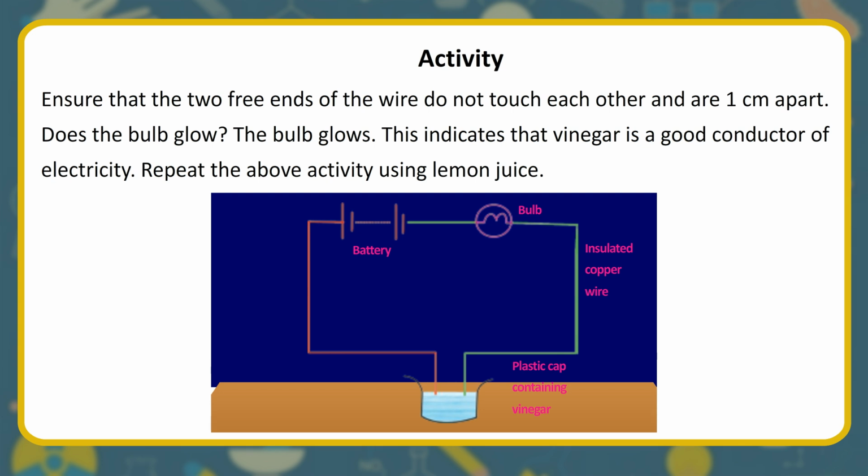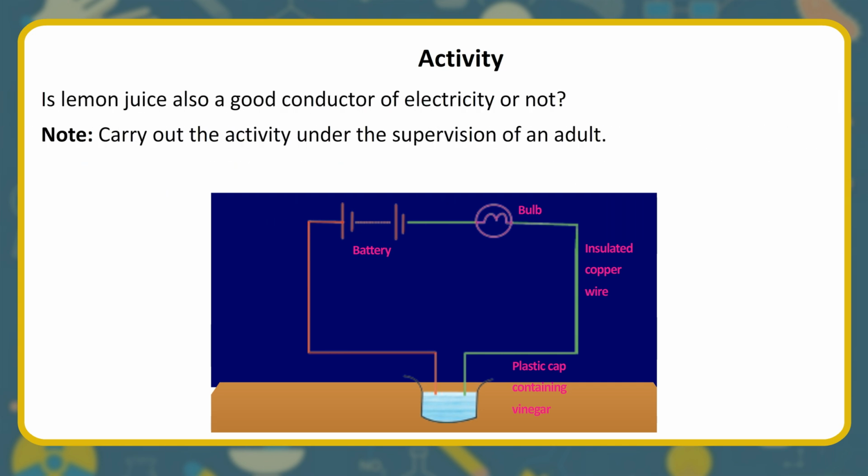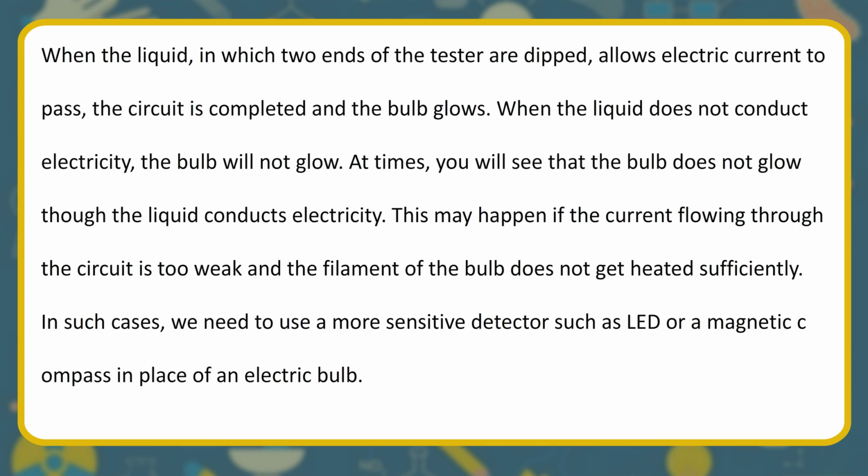Repeat the above activity using lemon juice. Is lemon juice also a good conductor of electricity or not? Note: carry out the activity under the supervision of an adult. Battery, bulb, insulated copper wire, plastic cap containing vinegar. When the liquid, in which 2 ends of the tester are dipped, allows electric current to pass, the circuit is completed and the bulb glows. When the liquid does not conduct electricity, the bulb will not glow.